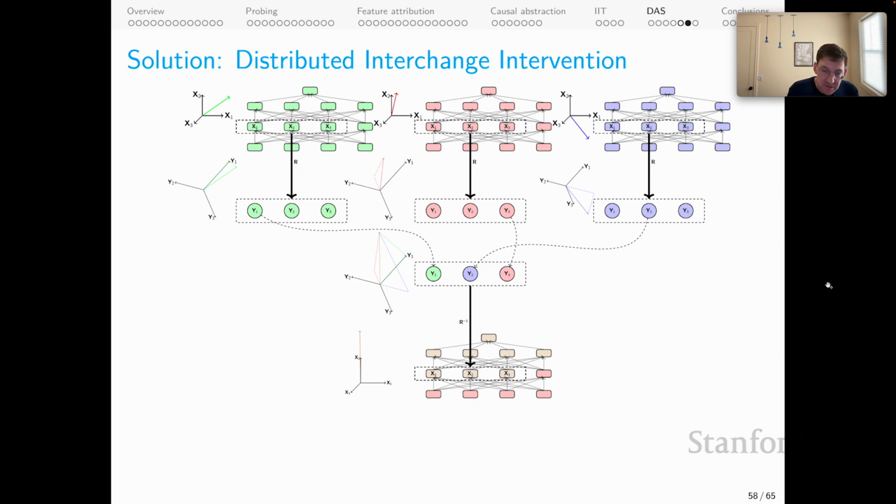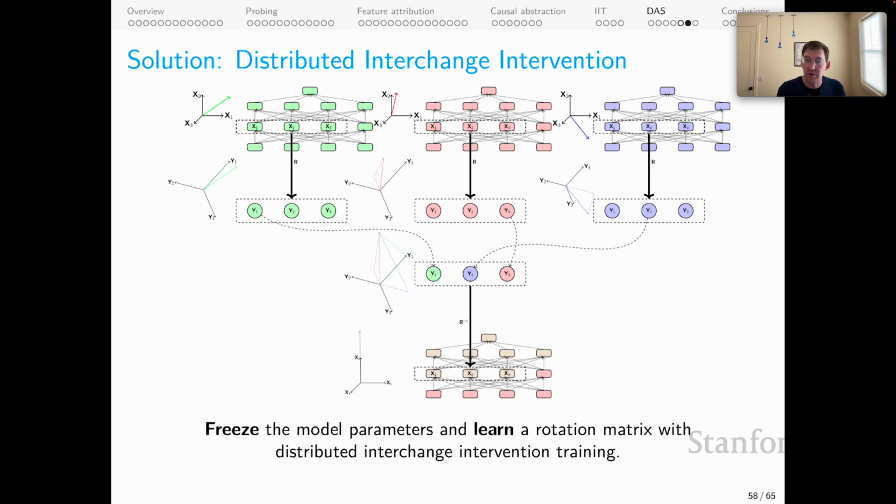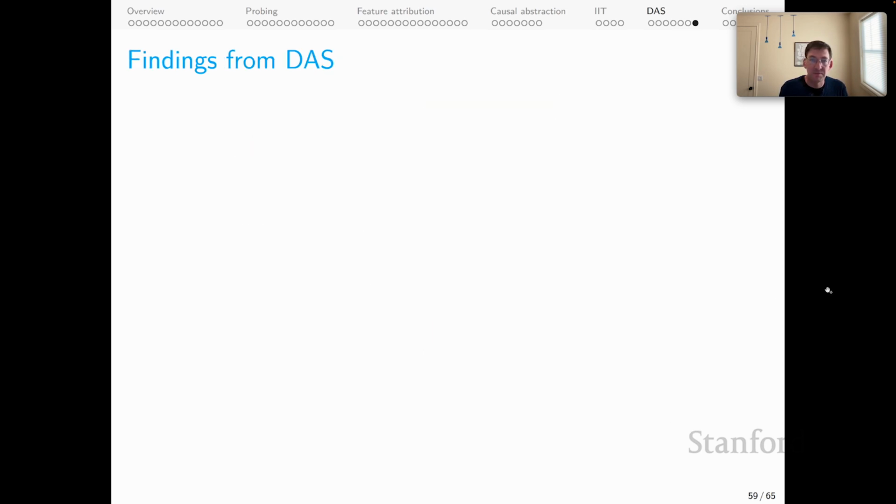And remember, the essence of DAS is that we're going to freeze the model parameters. This is an analysis method, not a method where we change the core underlying target model. But the thing that we do is learn a rotation matrix that essentially maximizes the interchange intervention accuracy that we get from doing this rotation and then unrotation to create these new models. So this is a blend of IIT-like techniques as well as classical causal abstraction. We keep the model frozen because we want to interpret it, but we learn that rotation matrix. That's the essence of DAS.